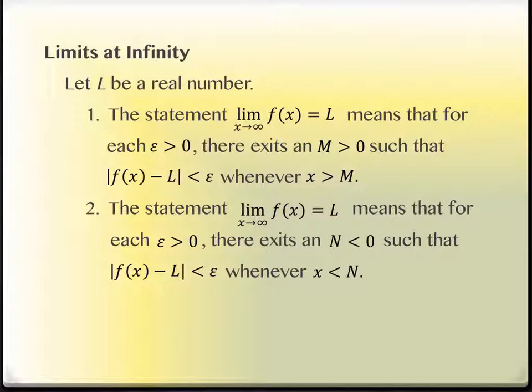So we're going to let L be a real number, and the statement limit as x approaches infinity of f of x equals L means that for each epsilon greater than 0, there exists an M greater than 0, such that the function value and the limit are close, less than epsilon apart, whenever x is greater than M. So a picture might be helpful to talk about what's happening, and we'll just draw a basic graph of a line, which will work just fine to reference this.